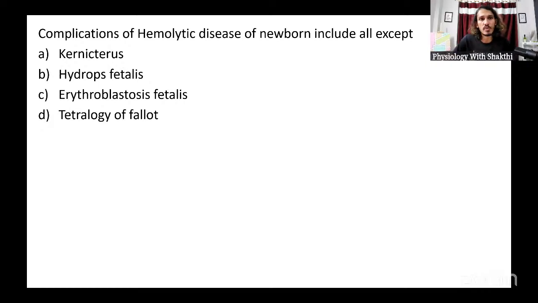Okay, so just a question again. Complications of hemolytic disease of newborn include all except. So kernicterus, hydrops fetalis, erythroblastosis fetalis, they're all part of it. What exactly is kernicterus? I told you bilirubin is increasing. When bilirubin increases beyond a particular point, and in a fetus the blood-brain barrier is not developed, your bilirubin can cross the blood-brain barrier, go into the brain, resulting in changes. That is kernicterus.